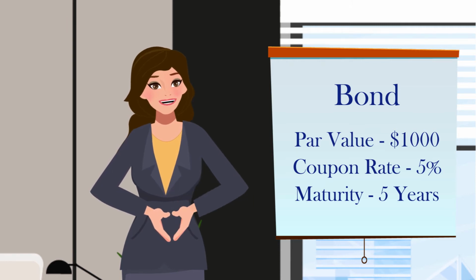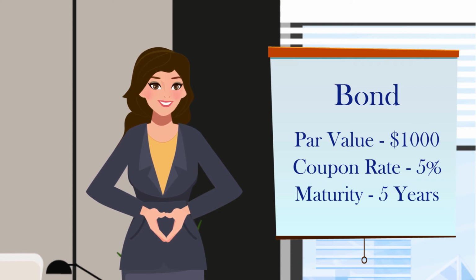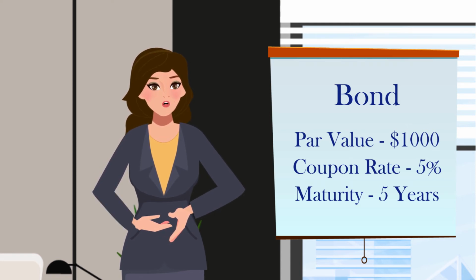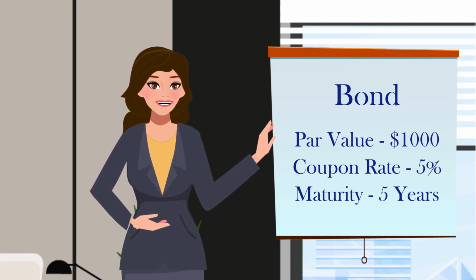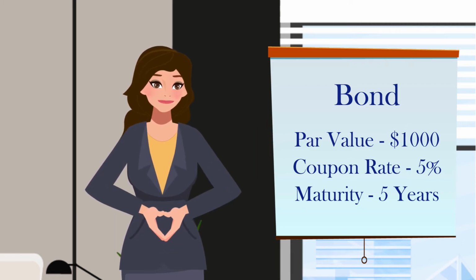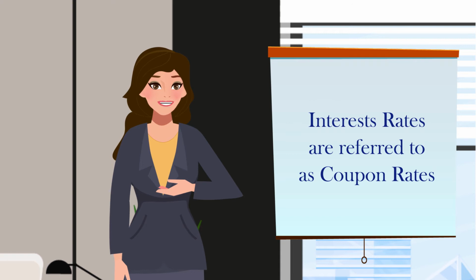Every bond has a fixed maturity date when the bond expires and the loan must be paid back in full at par value. The interest a bond pays is also set when the bond is issued. This could be monthly, quarterly, semi-annual, or annual. This is great because you are able to budget accordingly and manage your cash flow. The interest rate on a bond is referred to as a coupon rate.